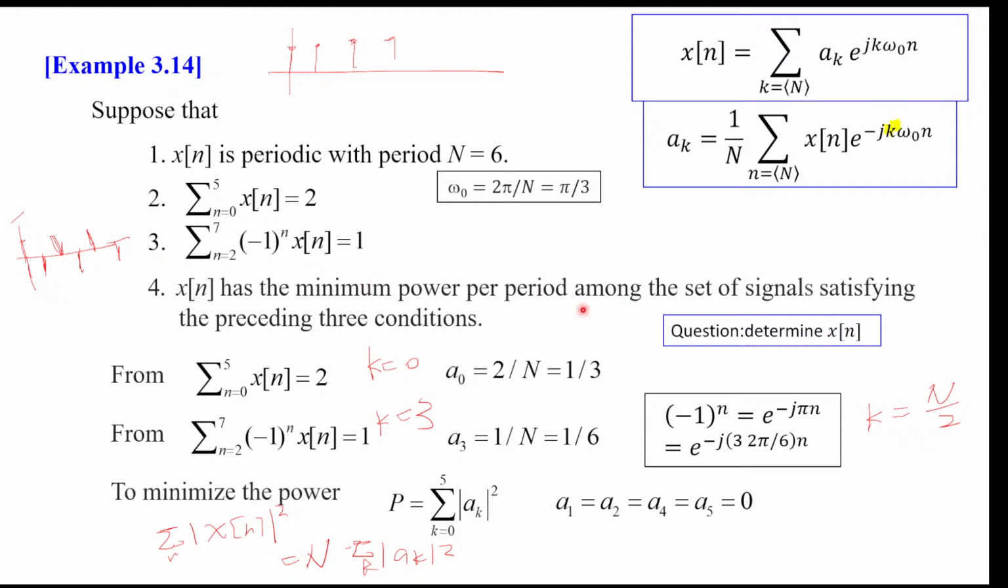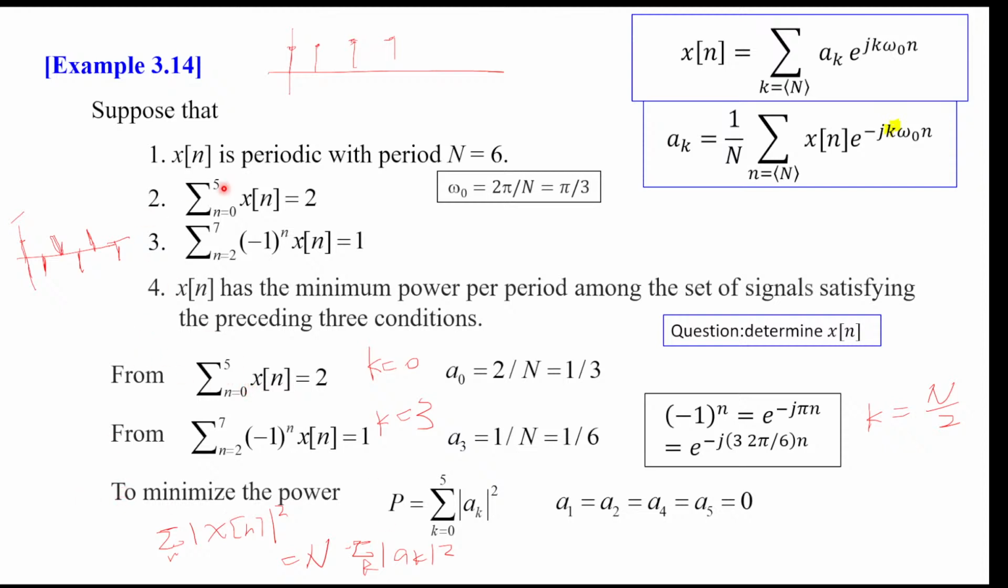So we want to minimize the power per period, where power per period is the summation of |x[n]|² divided by N, which equals the summation of |ak|², and we want to minimize the summation of |ak|², so you set all other ak to 0. So a1 equal to a2 equal to a4 equal to a5 equal to 0. And I guess a bit of a subtle point here is that the equations for ak are actually independent of each other. Okay, we have said that this equation will determine a0, and the other equation will determine a3.